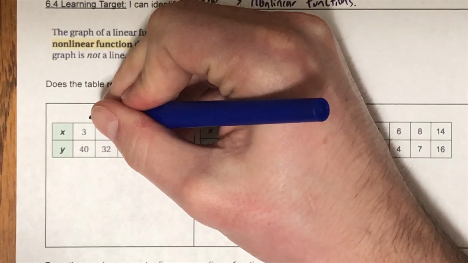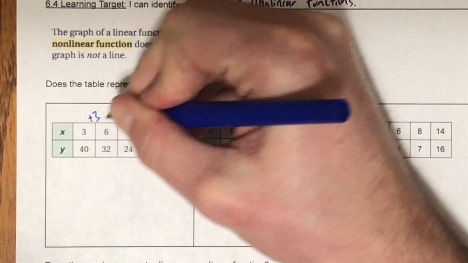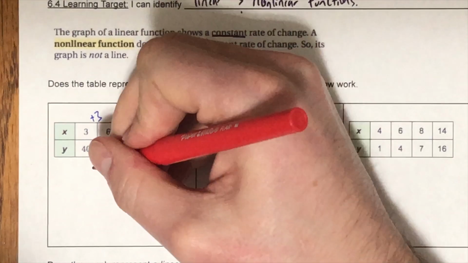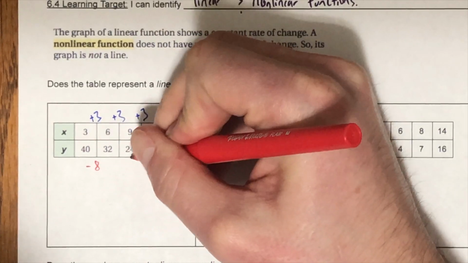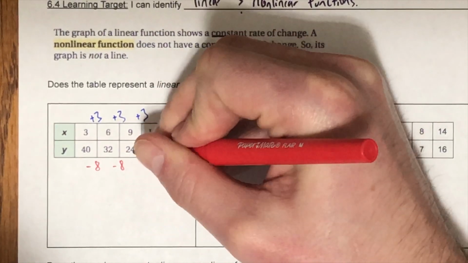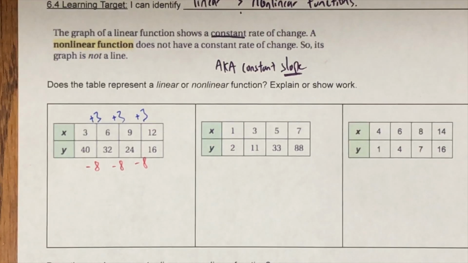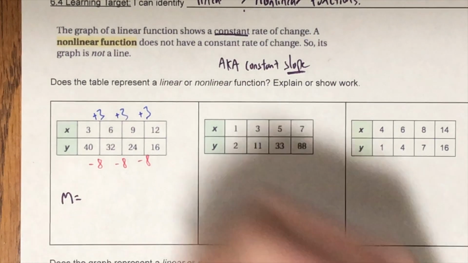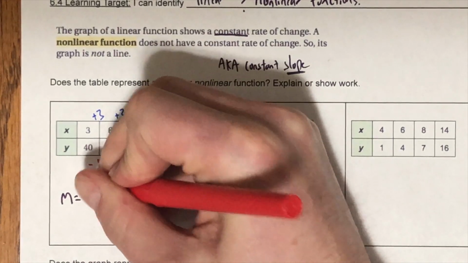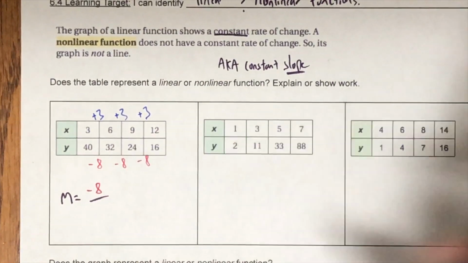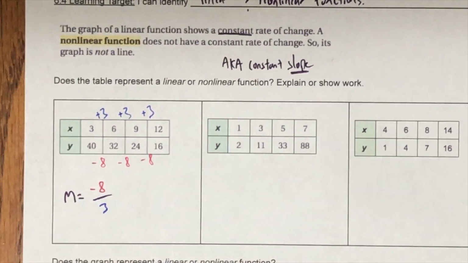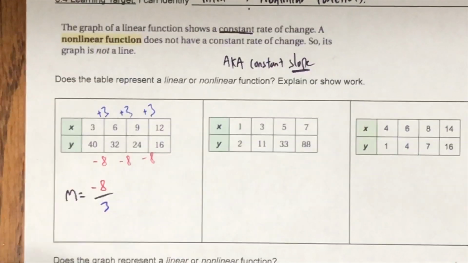So on the x-axis, we're going over 3 each time. And on the y-axis, we're going down 8. And that happens each time, it looks like. So my slope then, we say m equals down 8 over 3. There's my slope. Slope is -8/3, and that stays constant the whole time.